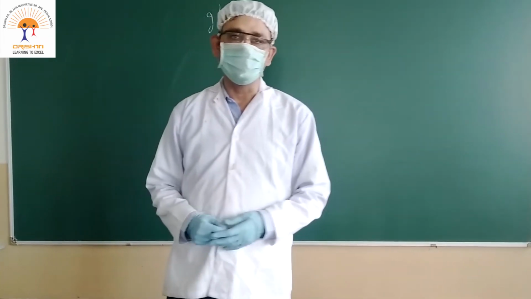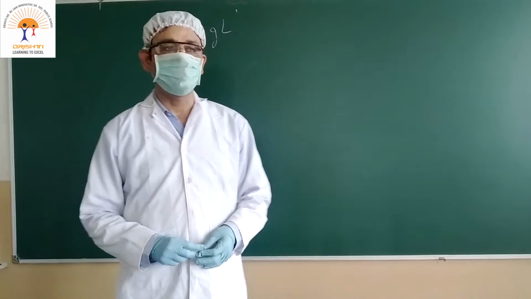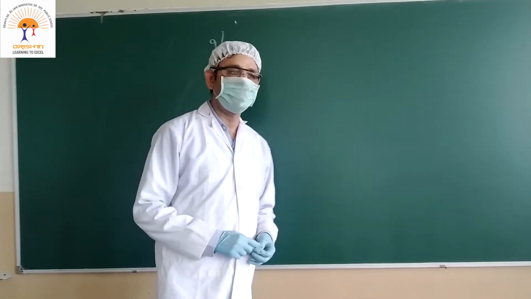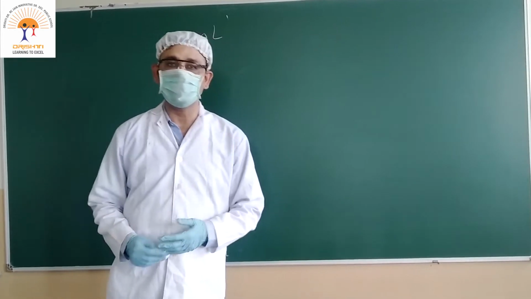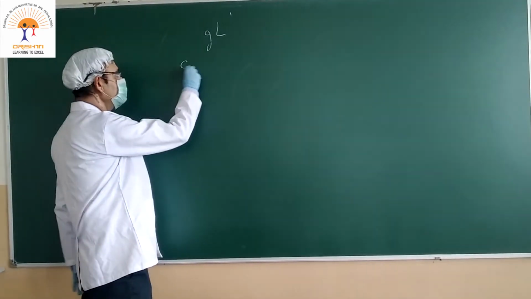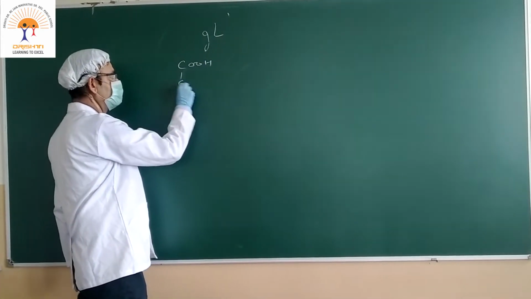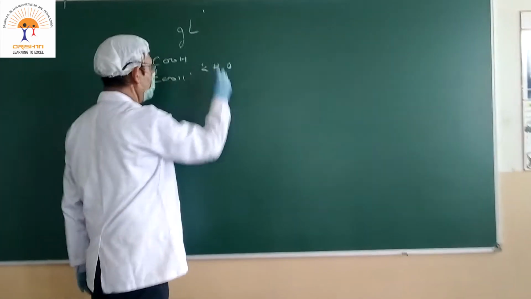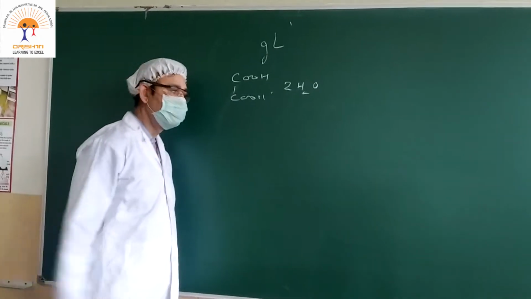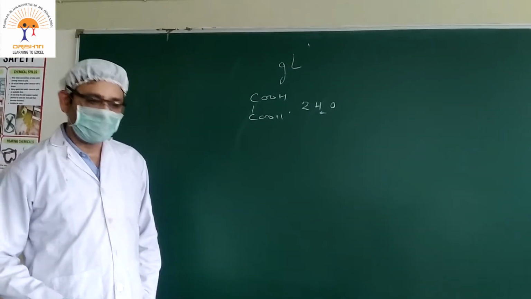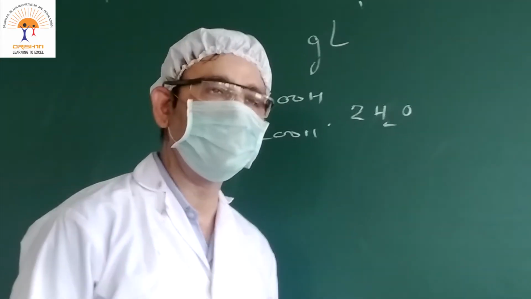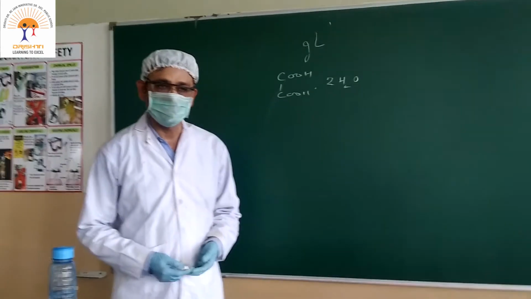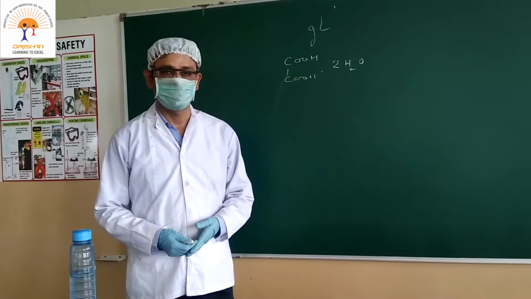So for that, what do we do? We have a standard solution of 0.1 molar oxalic acid. See the oxalic acid. It's the hydrated acid. So first of all, we will be making the standard solution of oxalic acid. So how to make it?